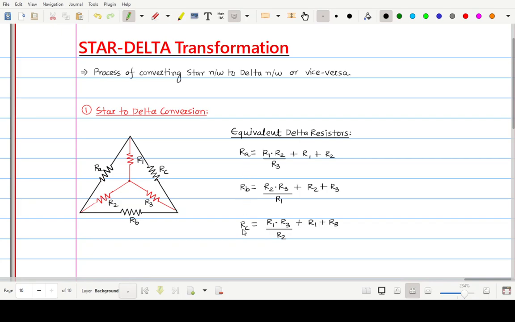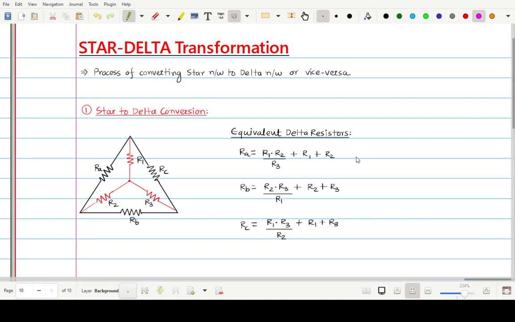So what trick do you have to remember? While calculating any delta resistance, first of all take the multiplication of the nearest star resistances. That should be divided by the farthest star resistance. And then the terms which you have multiplied should be added. So in this way you can easily calculate any delta resistance from the available star resistances.